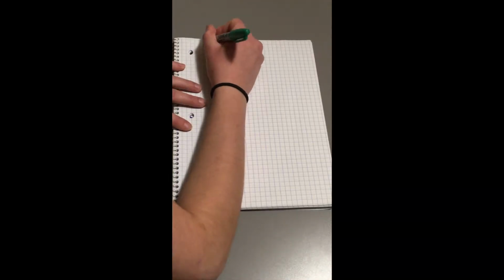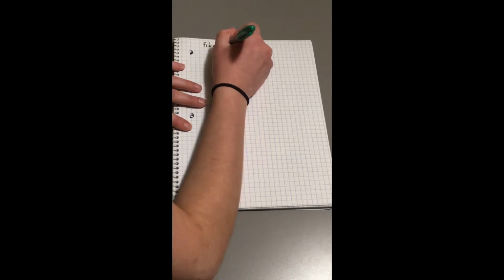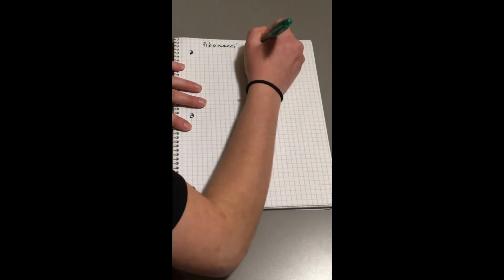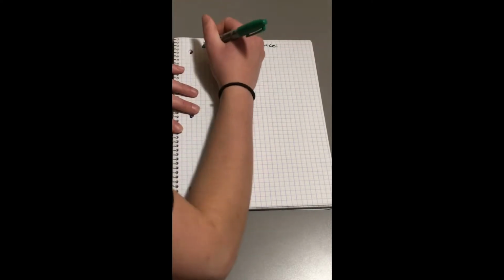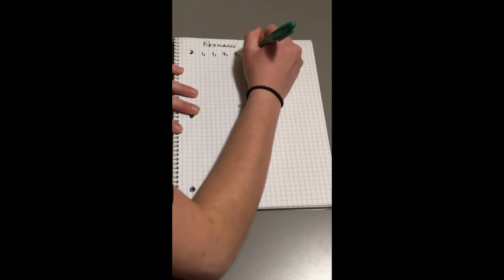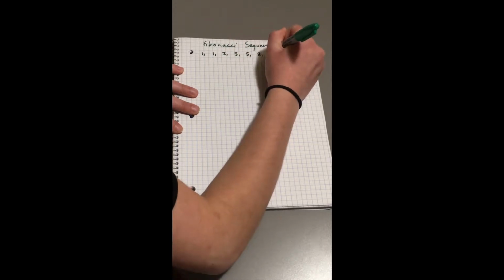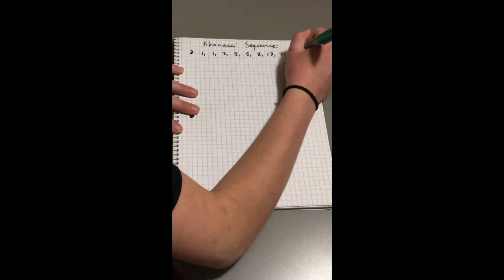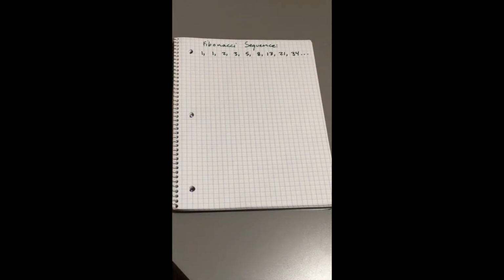Fibonacci numbers are the numbers in the Fibonacci sequence, which is a sequence where every number after the first two numbers is the sum of the preceding two numbers. Therefore, the sequence goes 1, 1, 2, the sum of 1 and 1, 3, the sum of 2 and 1, 5, the sum of 3 and 2, and so on. Or, in an equation, f sub n equals f sub n minus 1 plus f sub n minus 2.